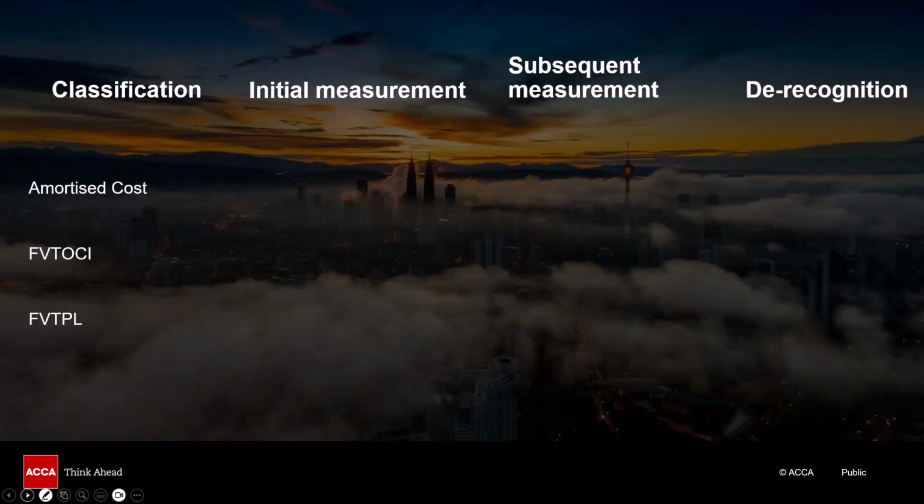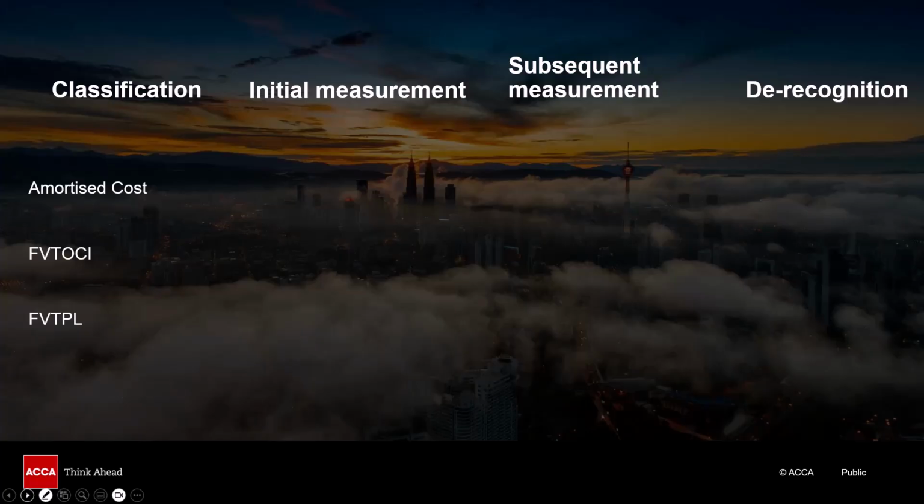So you now understand the classification process: amortized cost, fair value through OCI, and fair value through P&L. Importantly, it involves considering the cash flow test. And if the cash flow test is passed, SPPI, then you consider the business model.